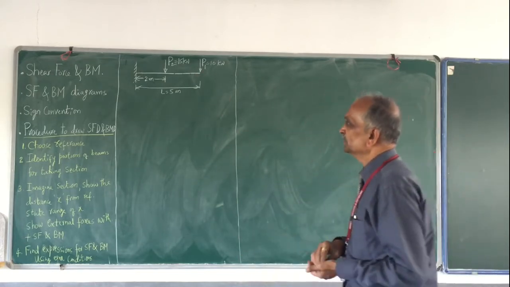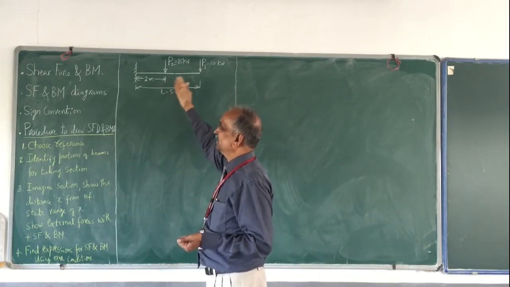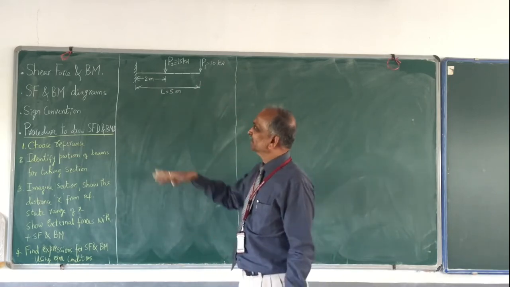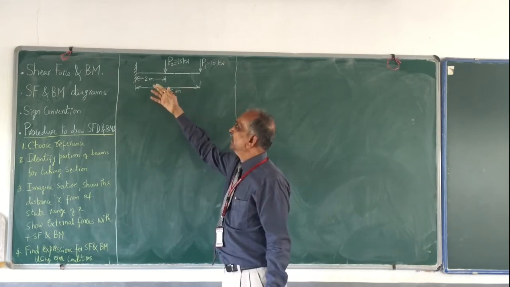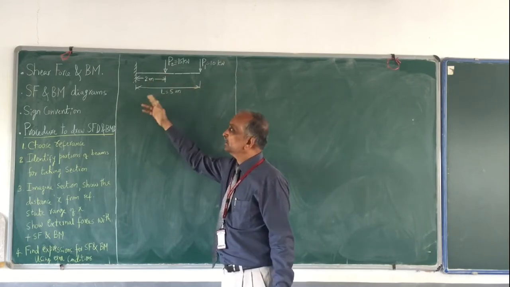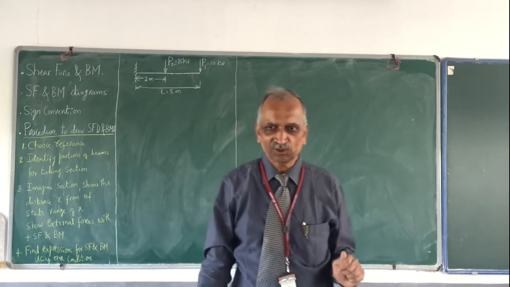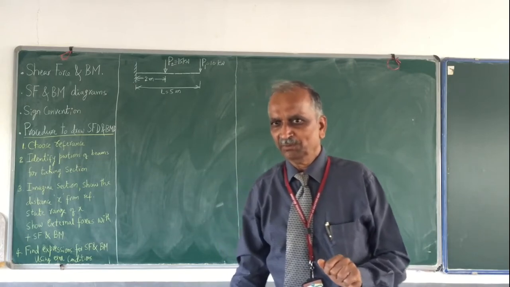So what is that sign convention? Just to demonstrate, I shall take this example. This is a cantilever of length 5 meters, and so I don't call this a span. A cantilever of span 5 meters, no one will say it, and it is not correct to say it even if anybody does.